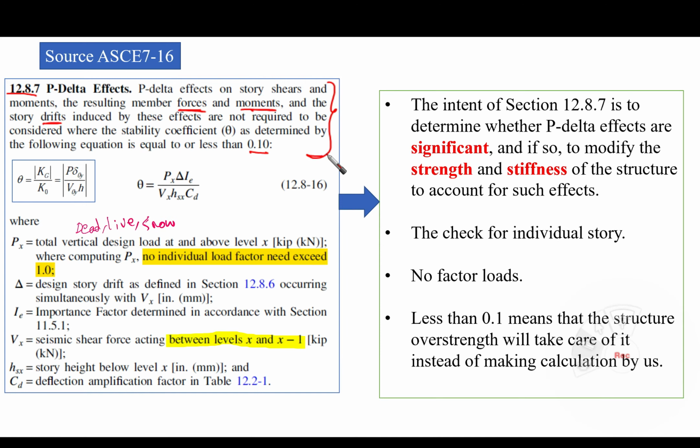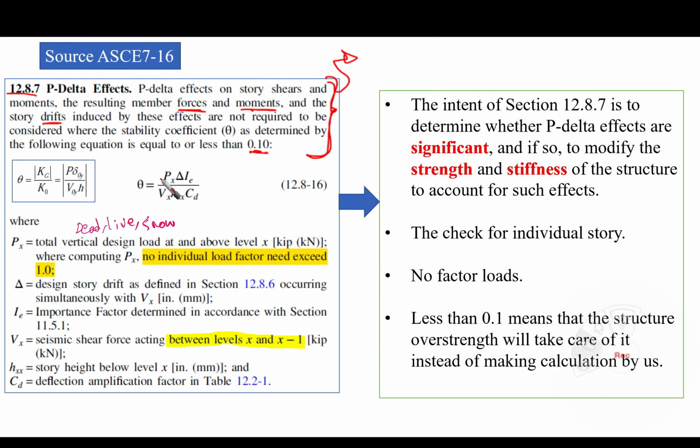What the code is telling us here is that there is an equation that we're going to explain now, which is similar to what we have explained before. If the effect of the P delta is small, and we put a threshold here, which is 0.1, then we are not going to include P delta. We are not going to calculate anything for it, and we are not going to increase or augment the member forces and moments and drifts of the stories. This is what the code is trying to tell us.